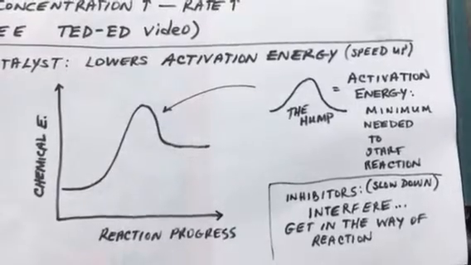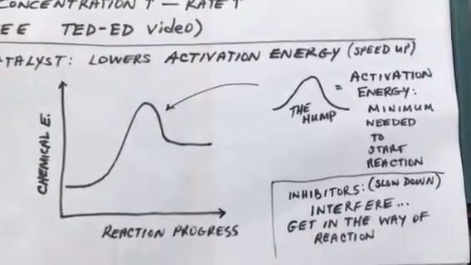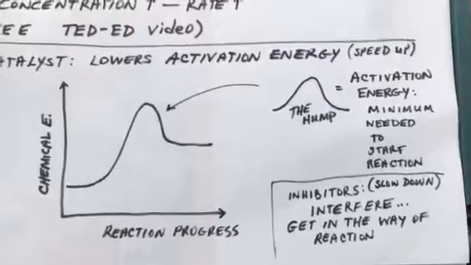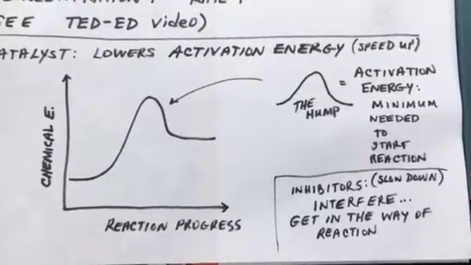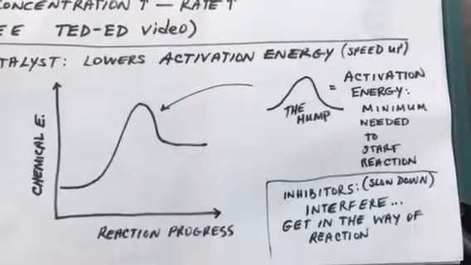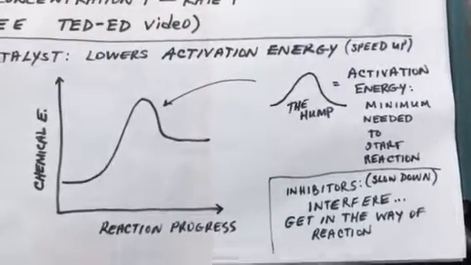And one other thing I should mention is there's something called an inhibitor. And an inhibitor is the opposite of a catalyst. It gets in the way of a reaction and slows it down. That causes the chemicals not to be able to come in contact with each other the right way.